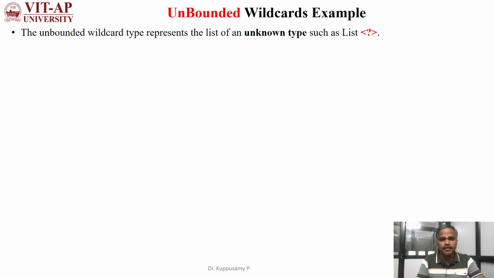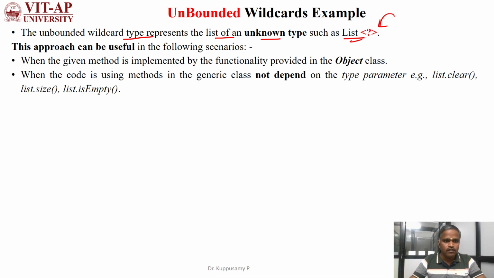The third type is the unbounded wildcard. The unbounded wildcard represents a list of unknown type of objects, such as List<?>. Here we are using the question symbol inside the angle brackets. Now this approach can be useful in two scenarios. One is whenever the given method is implemented using the functionality provided in the Object class. If you use the Object class, then in that situation we can go ahead with unbounded wildcards.